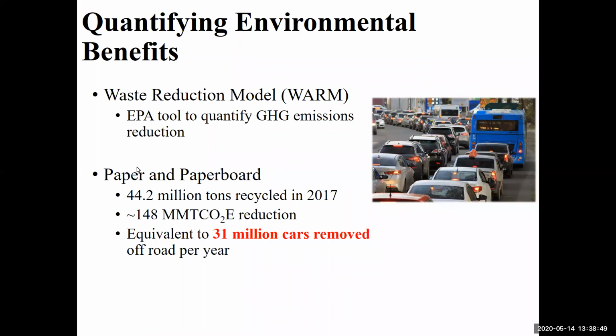In this particular example, we're looking at paper and paperboard, because remember that was the biggest component in our municipal solid waste stream. About 44.2 million tons of paper was recycled in 2017, and this equates to a reduction of about 148 million metric tons of carbon dioxide equivalent. To put this into better perspective, this reduction is equivalent to about 31 million cars being removed off the road each year.